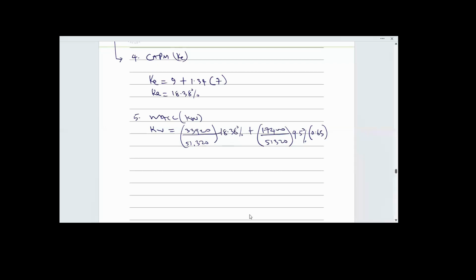So bring out your calculator. Multiply by 33,920 equal. Divide by 51,320 equal 12.15. WACC equal to 12.15% plus the other side.